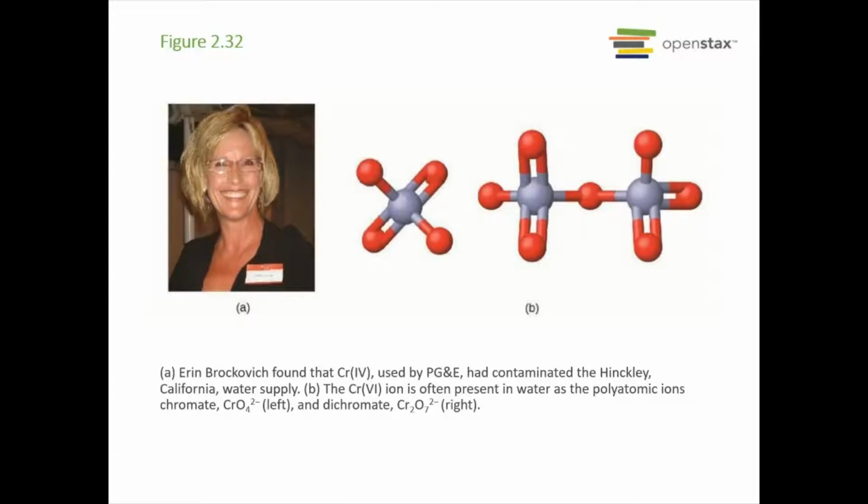Here's Erin Brockovich. Some of you have heard of this name. There was a movie made in the 90s or early 2000s starring Julia Roberts about Erin Brockovich, who found that chromium-6 had contaminated the water in Hinckley, California. And it's present in the polyatomic ions chromate and dichromate.